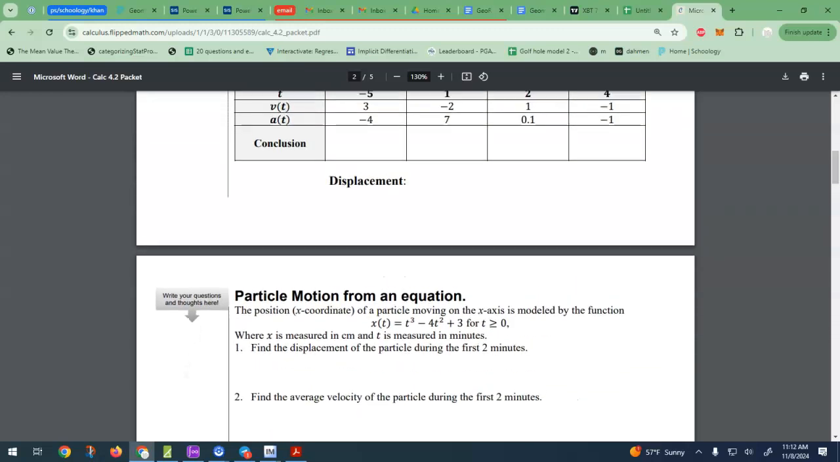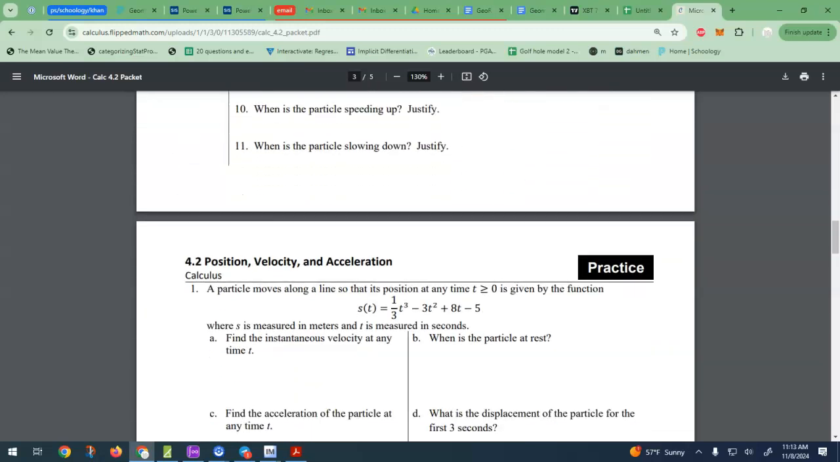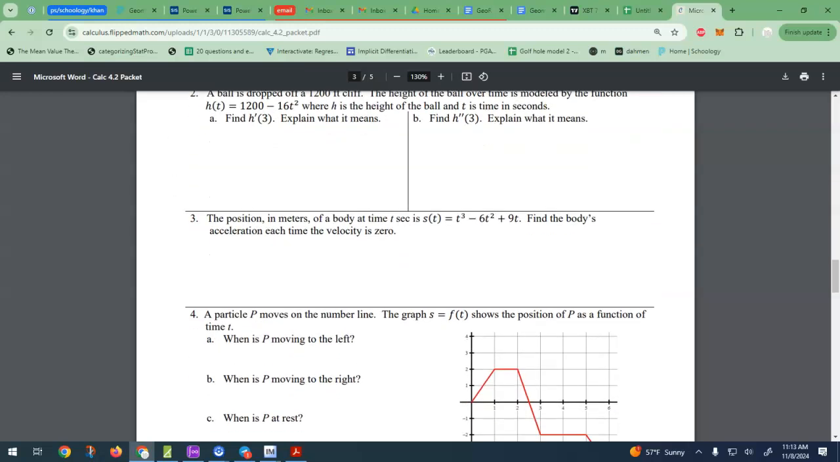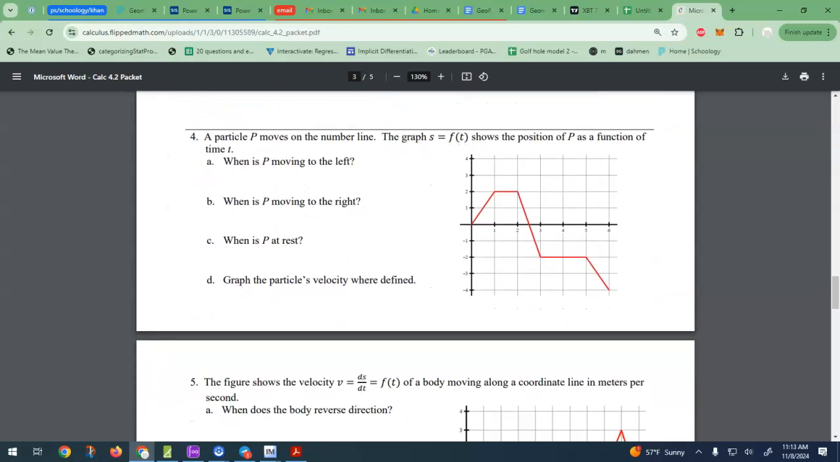Okay, this is like the practice. This one? Okay. So it really matters what kind of graph you have. In 4 they give you position, in 5 they give you velocity. So you really have to think about what you're looking at. This is position, and they didn't really give me labels, but I'm just going to think about it this way. So this is just position.